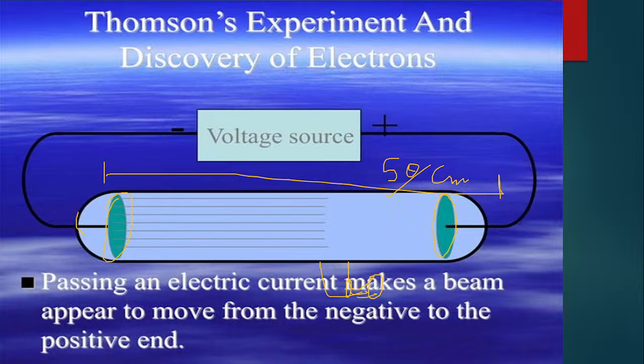The discharge tube is filled with the gas under study, and the two electrodes are connected to a source of high voltage. This is very high voltage, right? Hope you are getting, children, what I'm saying.